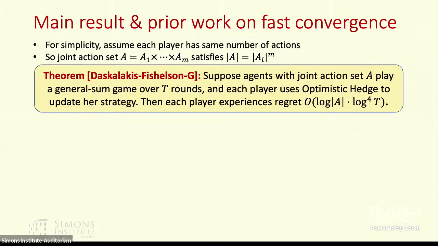What we show is that if agents with joint action set A play a general-sum game over T rounds, and each player uses optimistic Hedge to update their strategy, then the regret of each player is a constant times the logarithm of the number of actions times log of T to the fourth.